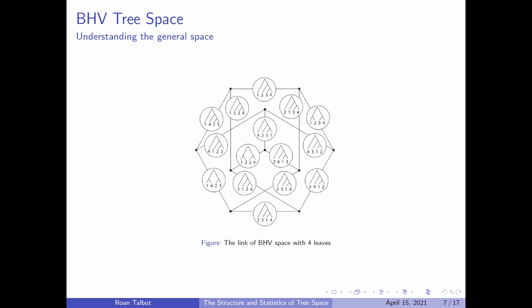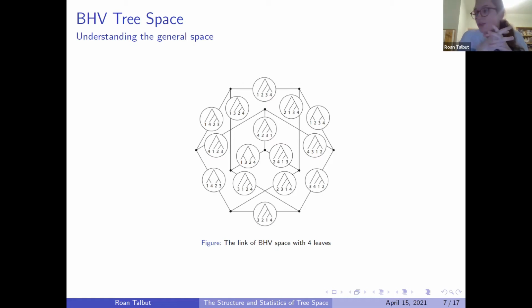I have a question. When you go to more than 4 initial leaves, how quickly do you build up much more complex simplices in these? Is it at 5 that it suddenly becomes really complex?